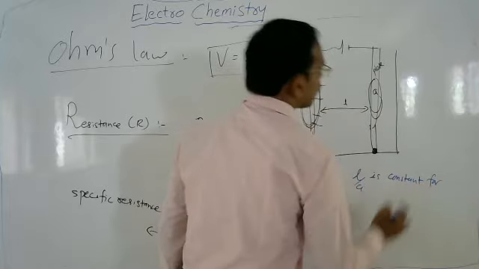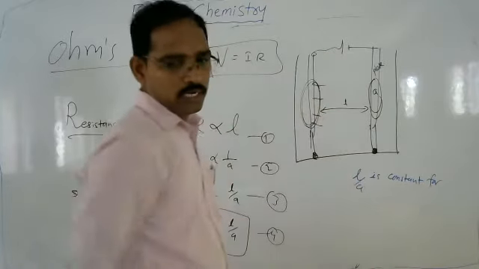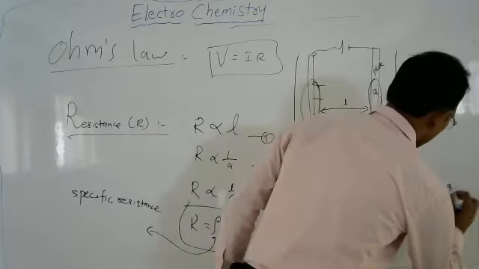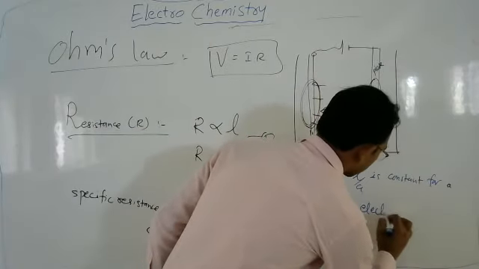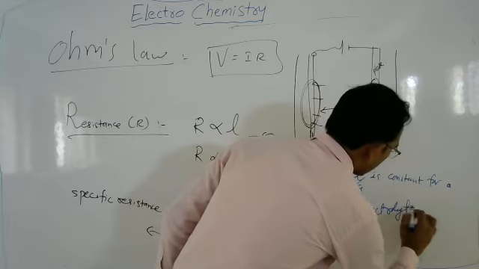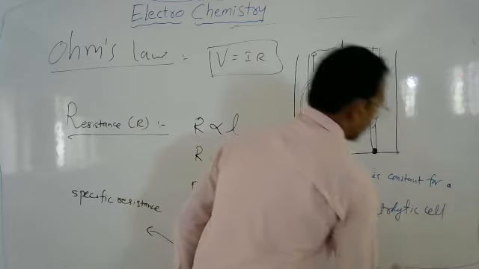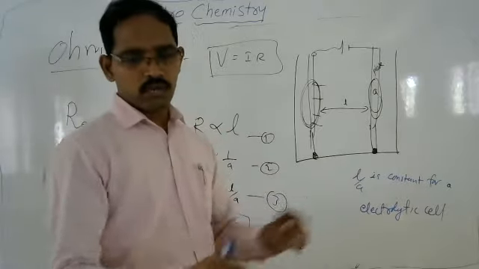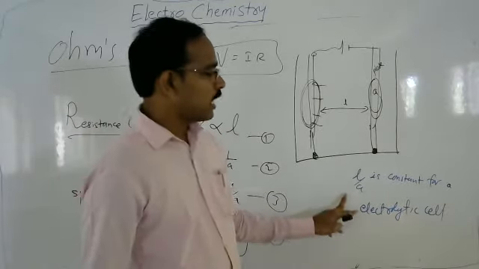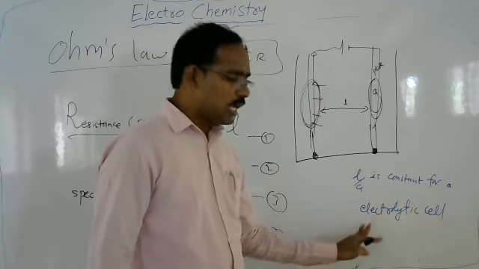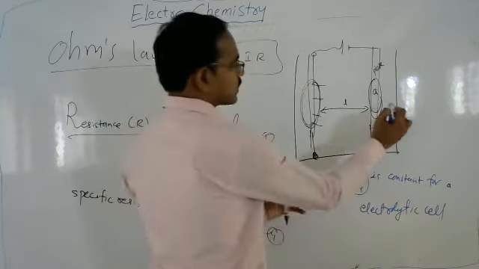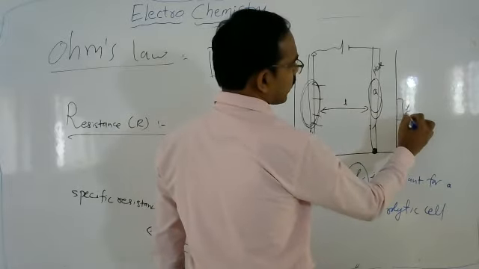L by A is constant for one electrolytic cell, for a cell. Generally we will take the fixed one only, not movable. Okay, L by A is constant for an electrolytic cell. So that's why even on the cell they will mention what the L by A value is.